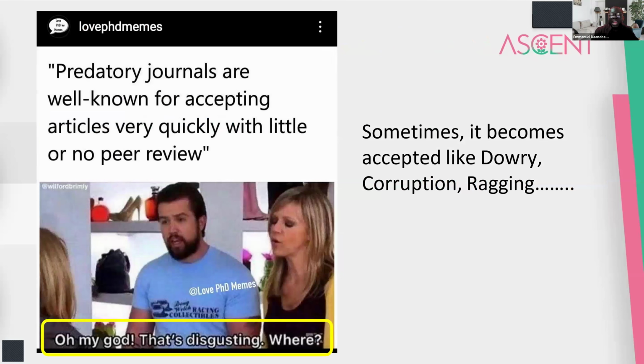Sometimes it is like a dowry or bride price. You are in love with your woman, and your parents already knew you before. When you send the bride price, they accept it that very moment, fast. That is how predatory journals behave. They easily accept your work. It's like corruption: if you want to bribe somebody, within a second the person takes it and is motivated to do whatever you want. That is how predatory journals behave.